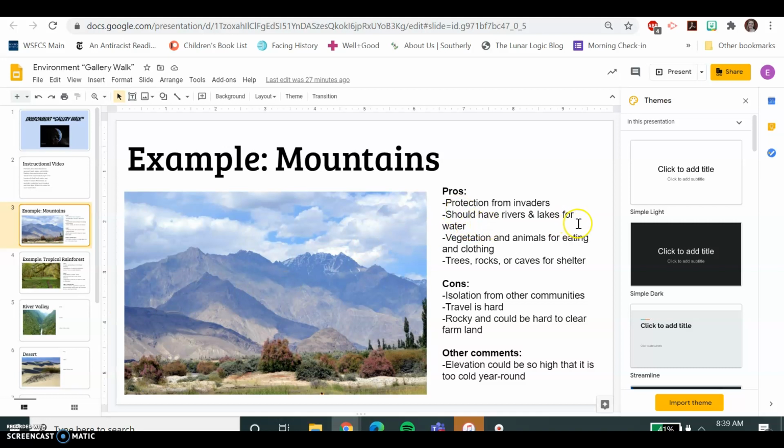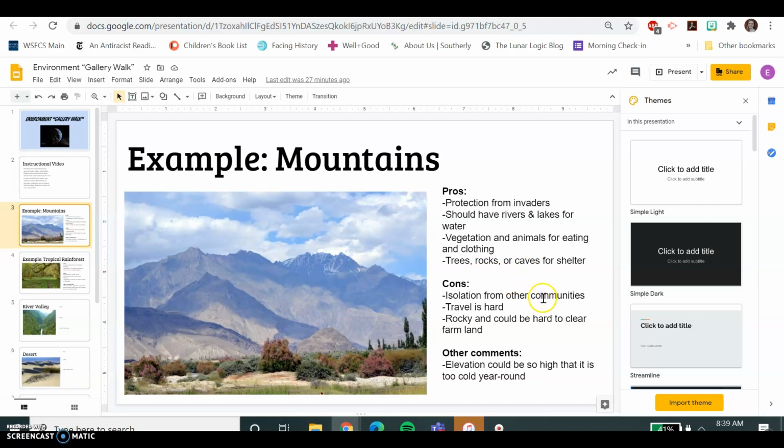There should be lakes and rivers for humans to get water. Mountains will have vegetation and animals you can eat, or you can also use the skins and the furs for clothing. There are also trees, rocks, and caves for shelter.